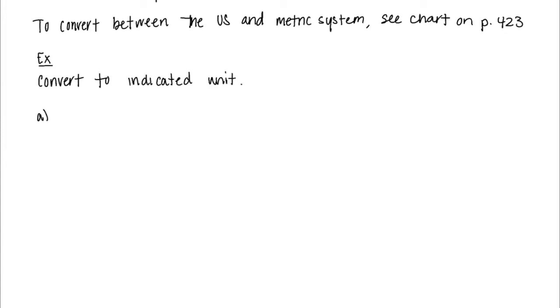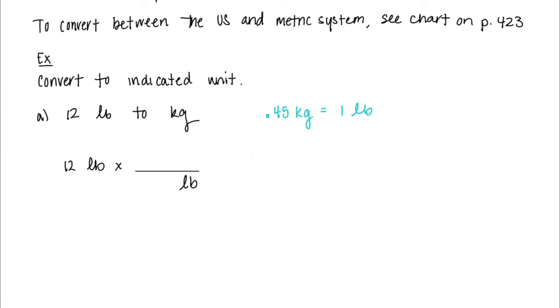And so the first one is 12 pounds to kilograms. And the conversion in our book tells us 0.45 kilograms is equivalent to 1 pound. So I'm starting with 12 pounds. I want to multiply by a fraction that gets rid of pounds. So it goes in the bottom, which means kilograms goes in the top. So this will make the pounds unit cancel. And I know 1 pound is 0.45 kilograms.